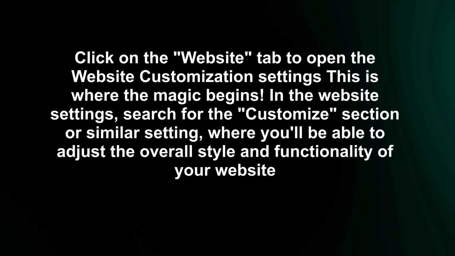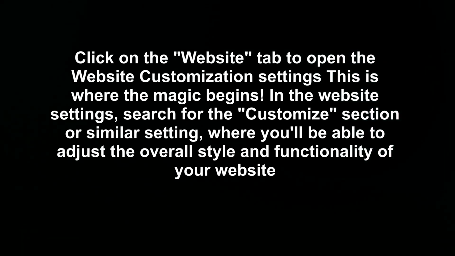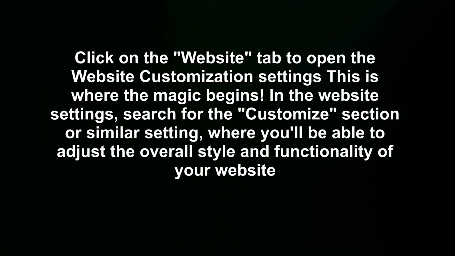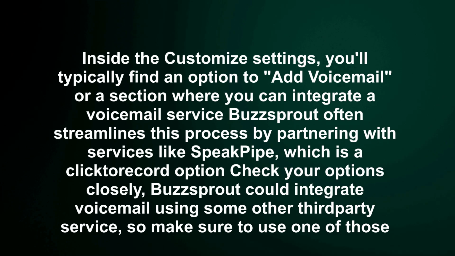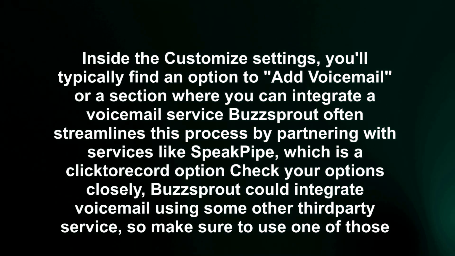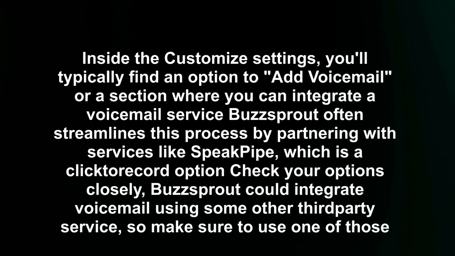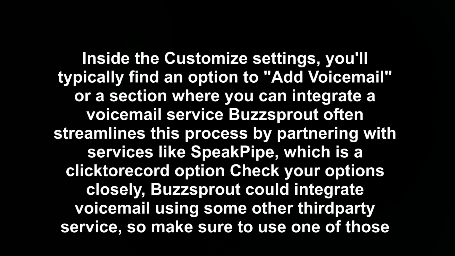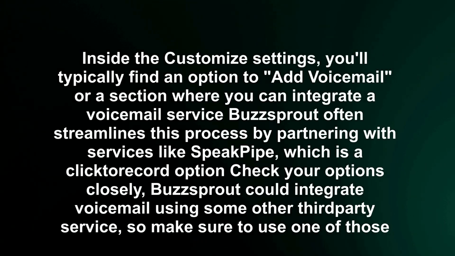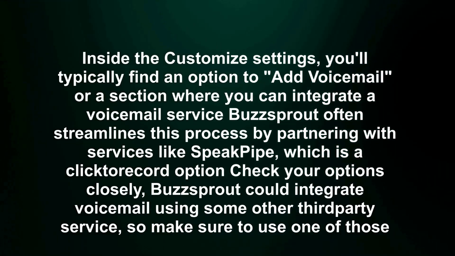In the website settings, search for the Customize section or similar setting, where you'll be able to adjust the overall style and functionality of your website. Inside the Customize settings, you'll typically find an option to add voicemail or a section where you can integrate a voicemail service. Buzzsprout often streamlines this process by partnering with services like SpeakPipe, which is a click-to-record option.